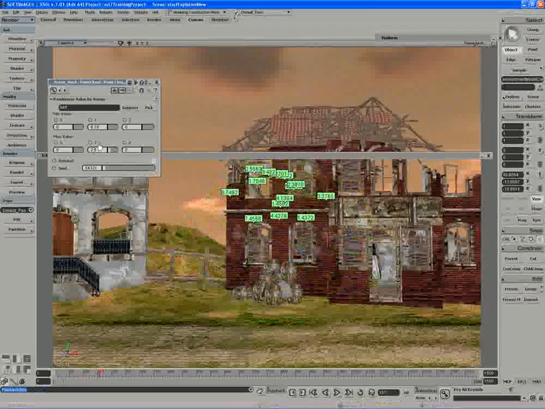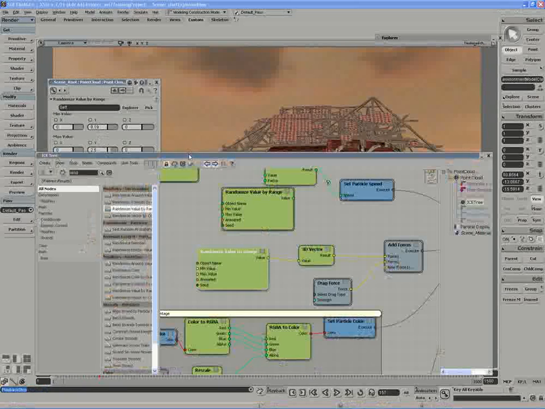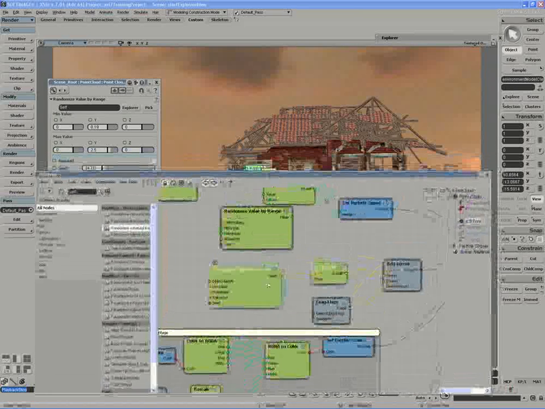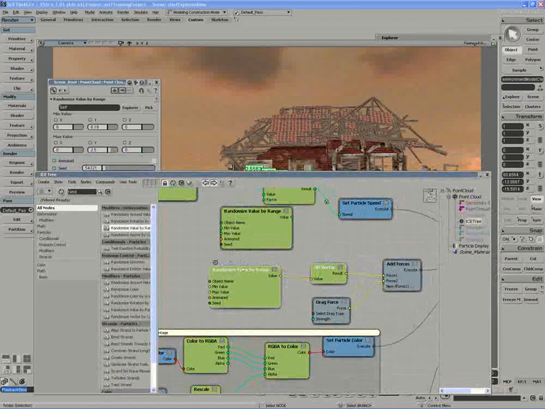Okay, I've got quite a wide randomization on that upwards vector, so I'll just be careful about how I use that. I might want to change that back.